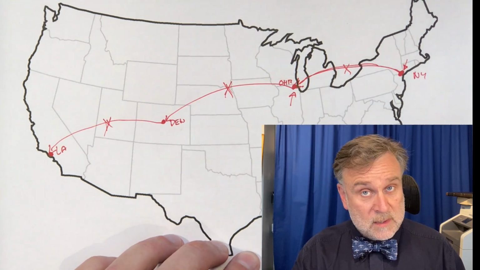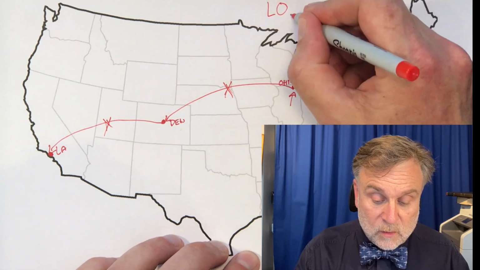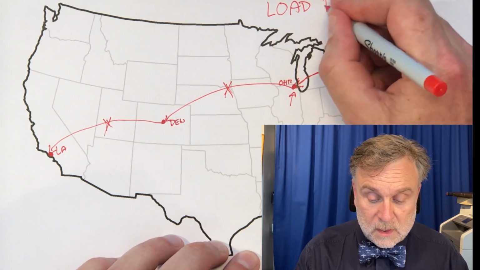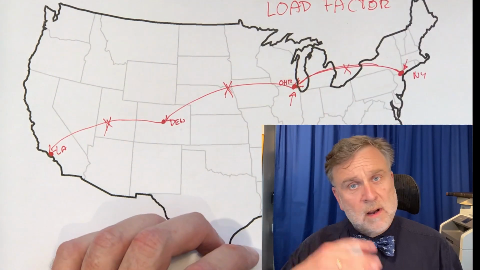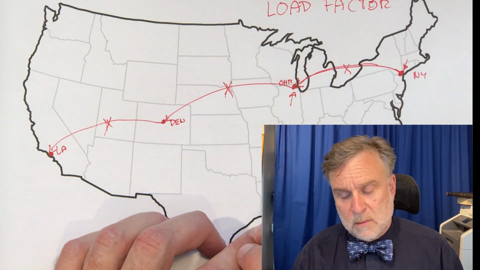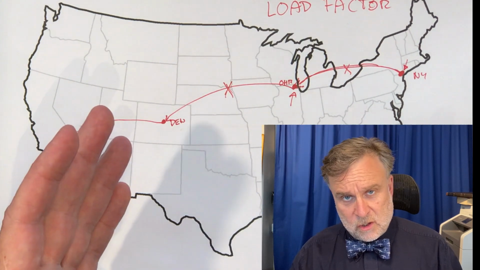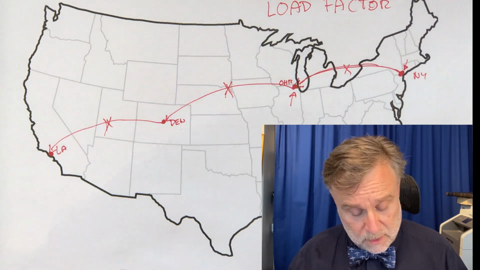And remember what I said in the first video. We have this notion of a load factor, and what it means is that you need to have a very high percentage of filled seats in an airline in order to make money. And the jet engine created a crisis, and American Airlines had to do something.